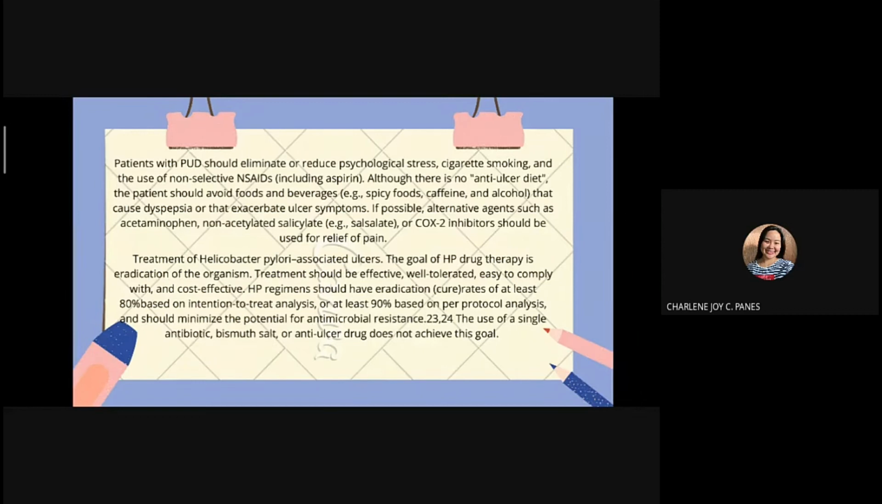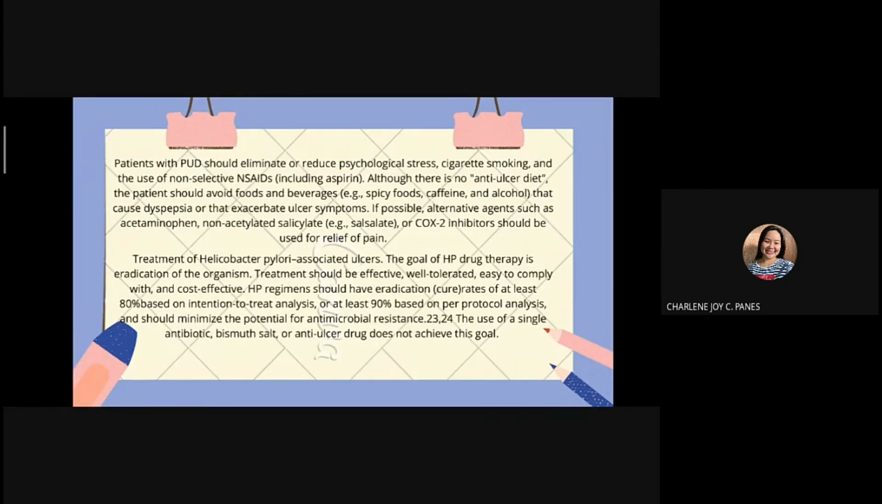Treatment of Helicobacter pylori associated ulcers. The goal of HP drug therapy is eradication of the organism. Treatment should be effective, well tolerated, easy to comply with, and cost effective. HP regimens should have eradication cure rates of at least 80% based on intention to treat analysis or at least 90% based on per protocol analysis and should minimize the potential for antimicrobial resistance.